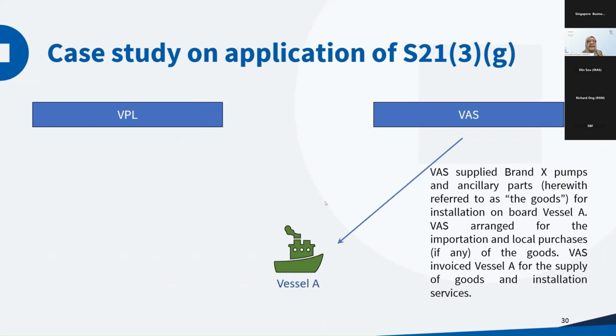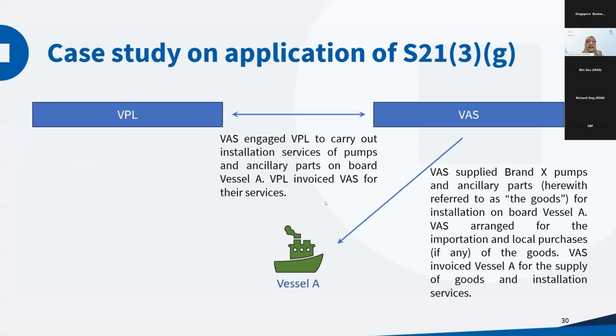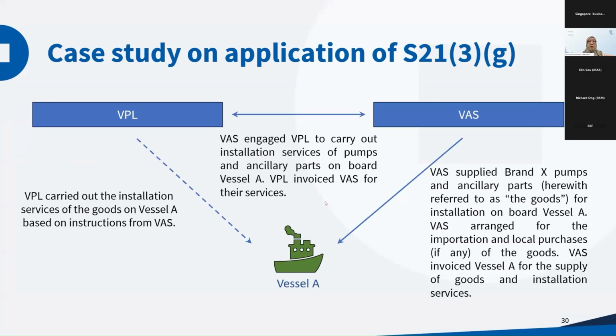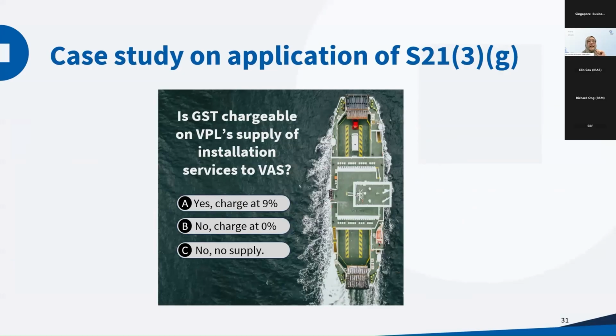Okay, so what happened is VAS issued an invoice to vessel A for the supply of brand X pumps, and also to provide the corresponding installation works. But VAS didn't do this themselves. They subcontracted the installation works to VPL, which is located in Singapore. So VPL will do the installation works based on VAS instructions directly on board vessel A. So the question is: is GST chargeable on VPL's supply of installation services to VAS?